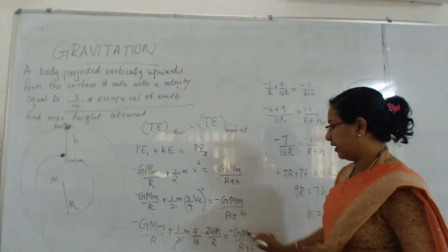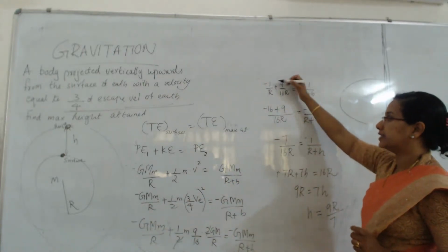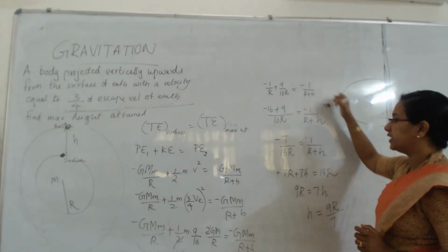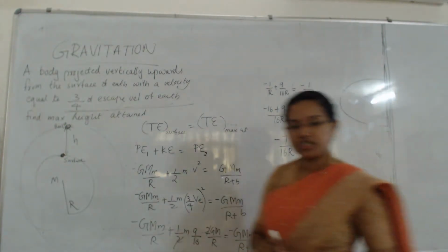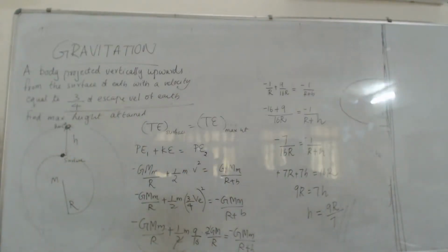2GMm by R minus GMm by R plus H. Then throughout minus GMm, I cancel 1 by R. We got it. Take LCM. After taking LCM, you get the value of it: 9R divided by 7. Next.